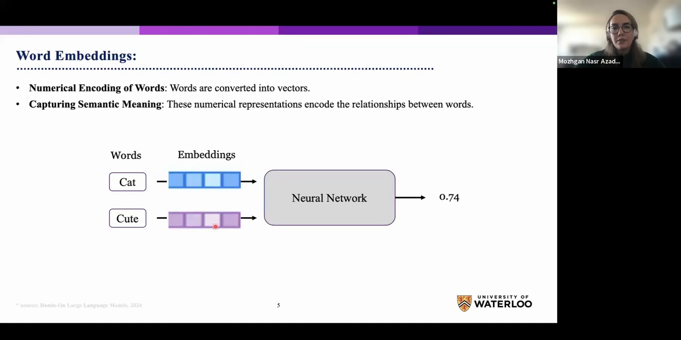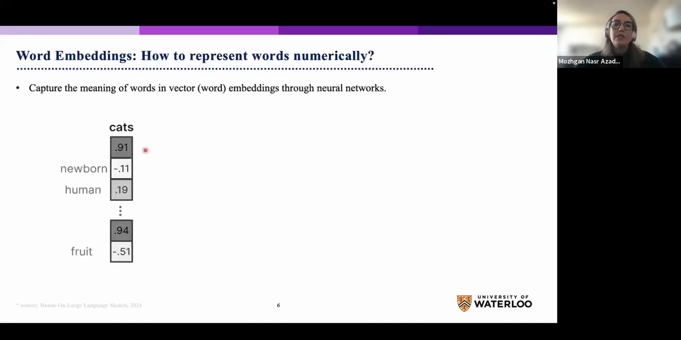So let's see this process through an example. Here, for example, we have the word cats, and we have a vector of numbers for it. As you can see, the numbers are from -1 to 1. And to the left, we have some properties or concepts such as fruit, human, newborn. The way the model works is that it tries to get the relationship between the current vocabulary word and each of these properties.